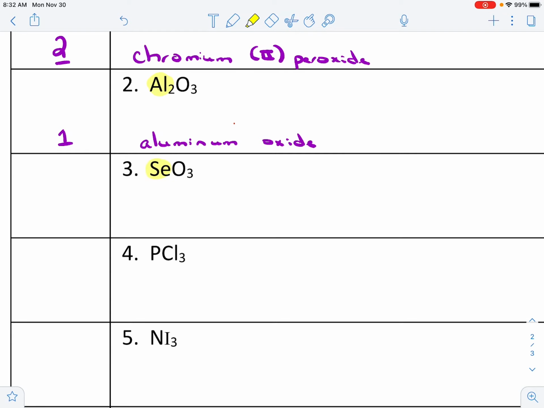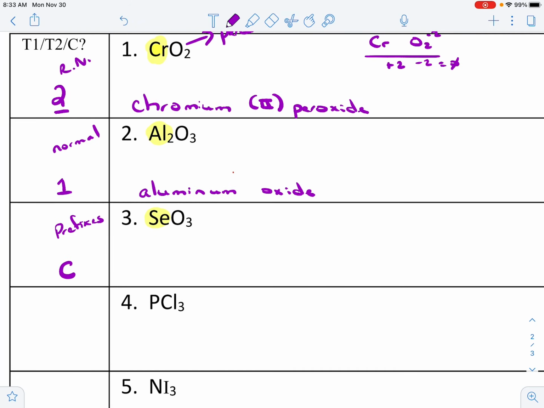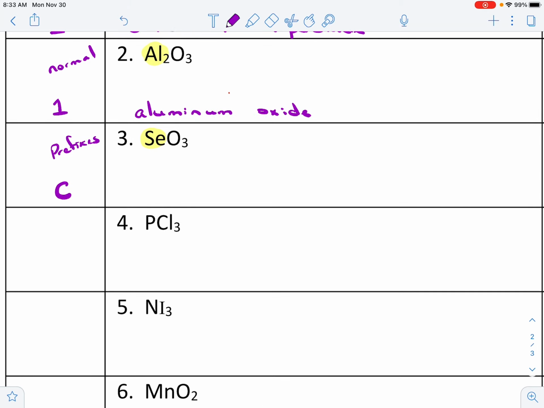So we look at selenium, Se. We find selenium on our sheet. Oh, it's colored in as covalent. So covalent means we have prefixes. We've got prefixes on our covalent ones, and then on type 2s, we have Roman numerals. So we need prefixes. Since selenium is just one, we're going to say selenium, and then we're going to say trioxide, because there are 3 O's, the tri right there.